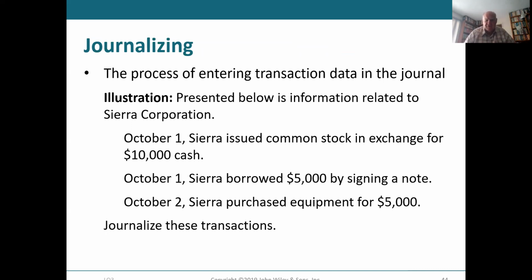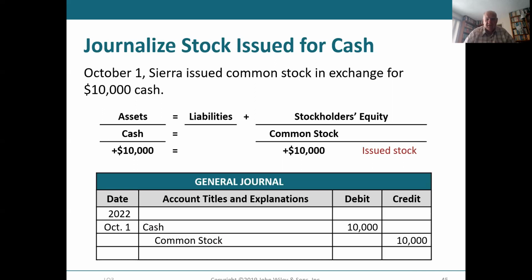Sierra issued common stock in exchange for $10,000 cash, and then they borrowed money, and then they bought something. So let's see what they're going to show us. Take a look at the journal entry. This is the first time you're seeing a journal entry. Remember, we just did these transactions in this format, 15 minutes ago. We worked them out horizontally across the page. Here is how it's done in a regular business environment.